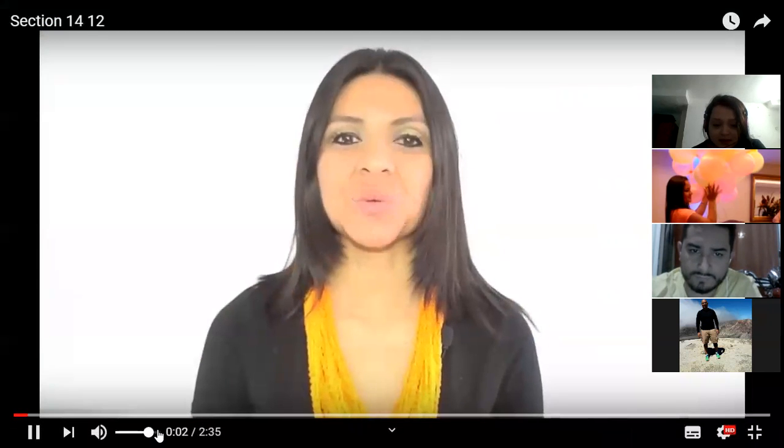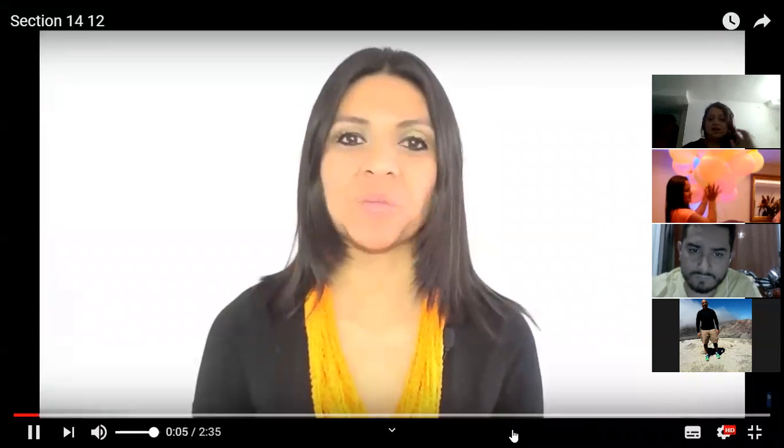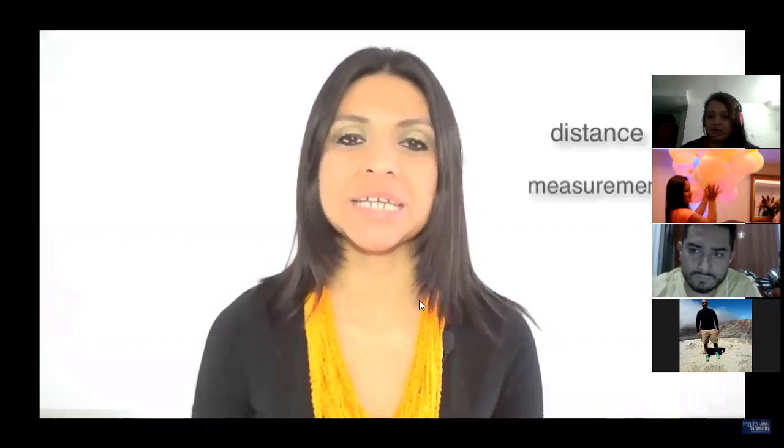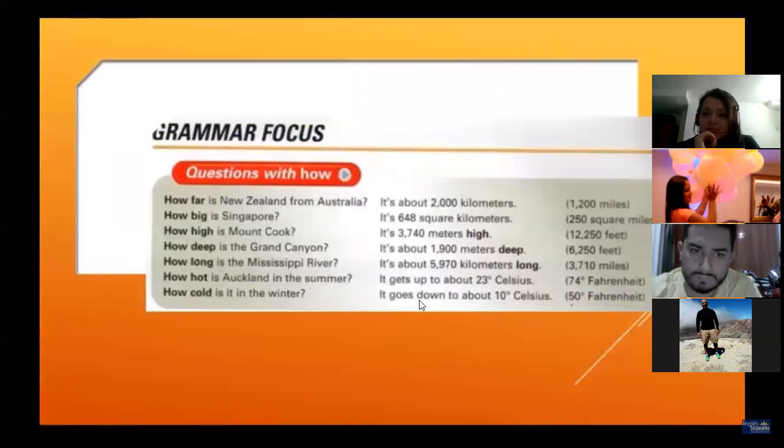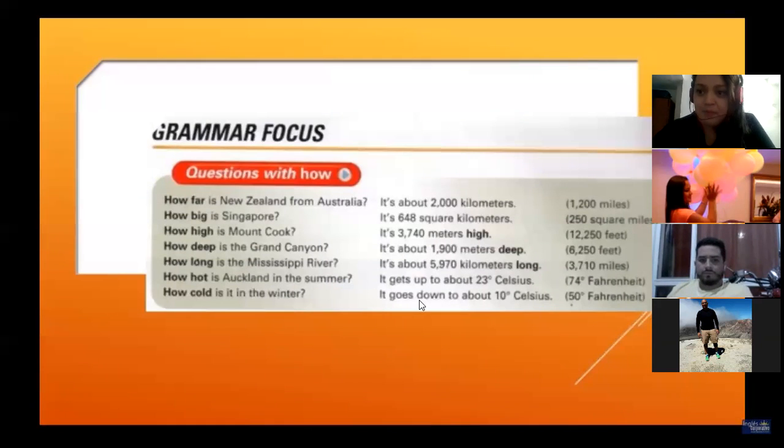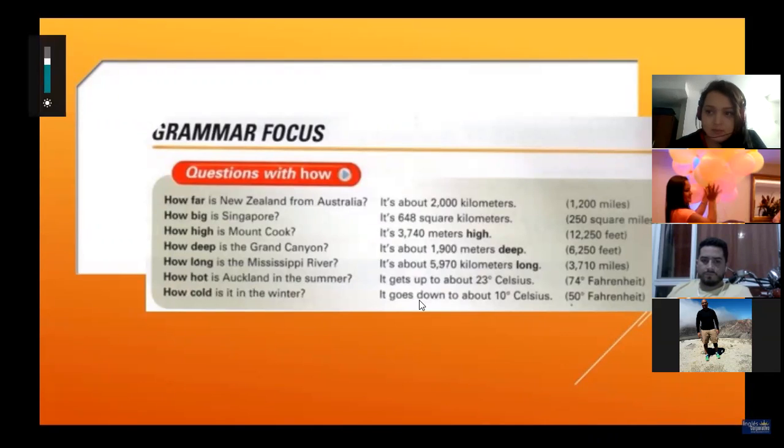There are many questions we can ask with how. This time we'll ask questions related to distance, measurement, descriptions, and conditions. As soon as we listen to the explanation, we'll ask you some questions. Get ready. Questions with how. How far is New Zealand from Australia? It's about 2,000 kilometers, 1,200 miles. How big is Singapore? It's 648 square kilometers, 250 square miles.